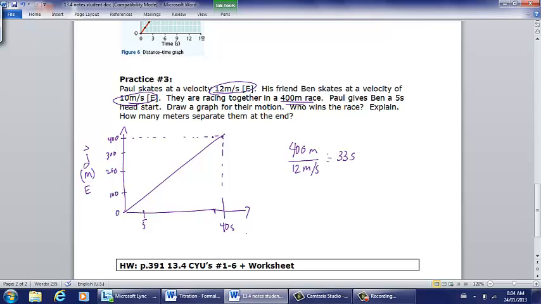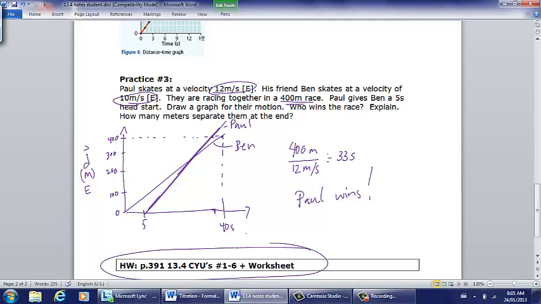And then you would need to go from 5. Let's see if I can use a ruler on my touch screen. I'm not sure how this will work. But we need to make his line like this. Okay, so I should label who's who. So the slower one, Ben. Faster one, Paul. And Paul is still going to win the race.